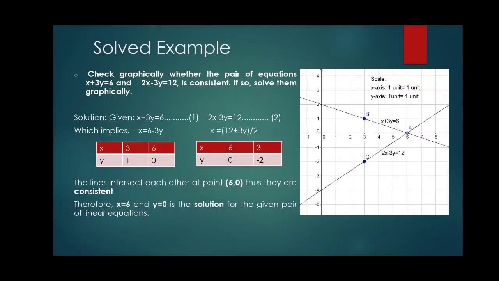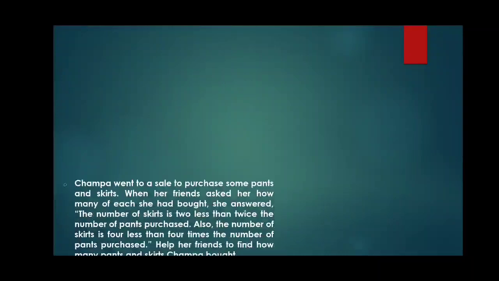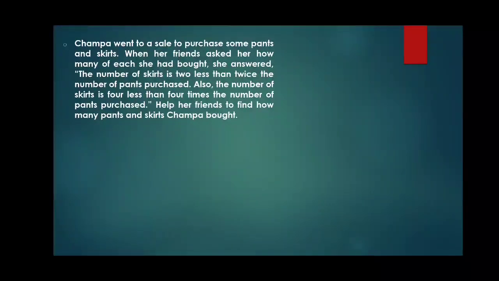Therefore x is equal to 6, because when we write the coordinates, first we write the x coordinate and then we write the y coordinate. So 6, 0 means x is equal to 6 and y is equal to 0 is the solution for the given pair of linear equations. That is the solution for this whole question. Moving on to the second solved example.